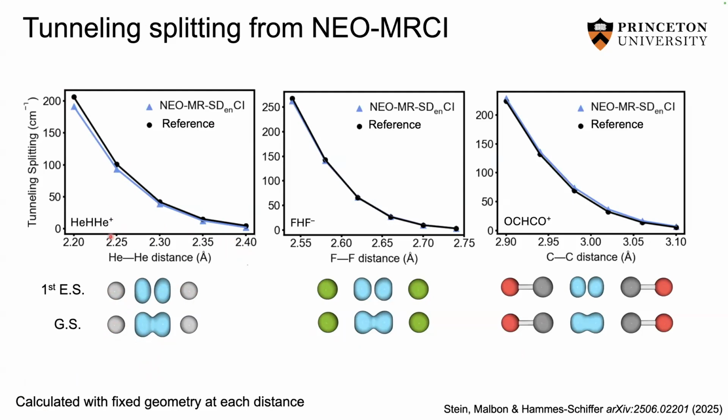What we see now when we compare the NEO-MRCI result to the reference calculation with a grid is that we essentially get quantitative agreement, and therefore we are really accurately capturing this multi-reference set of states in the protonic ground state, the tunneling ground state, and first excited state, and therefore we're capturing the tunneling splitting with quantitative accuracy.